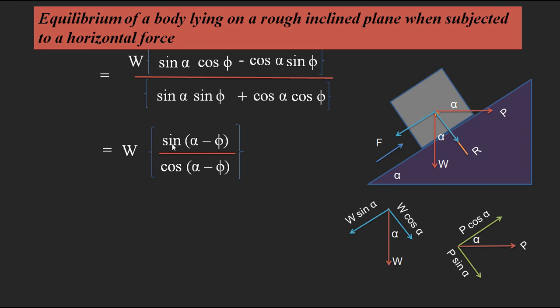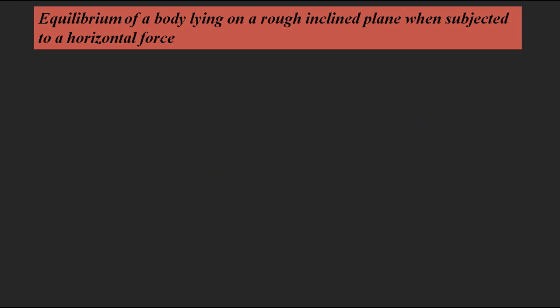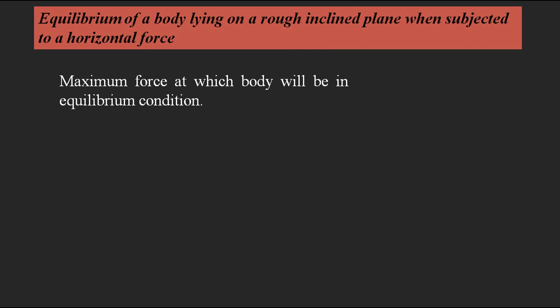So when you consider this equation, it is in the form of sin theta by cos theta. So finally we will be getting tan theta. So P is equal to W of tan of (alpha minus phi), which is the required equation, which will give you the minimum force required to stop the motion of the body. Okay, so this is the minimum force which can keep the body in equilibrium condition. Remember, P is equal to W tan of (alpha minus phi). Very important equation.